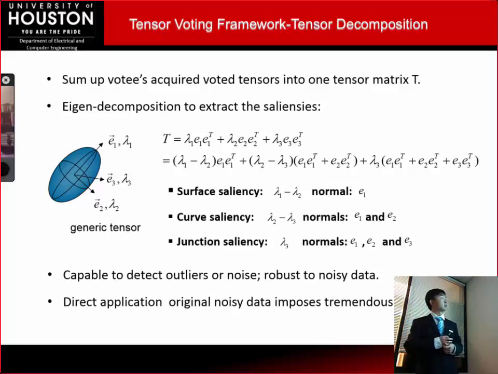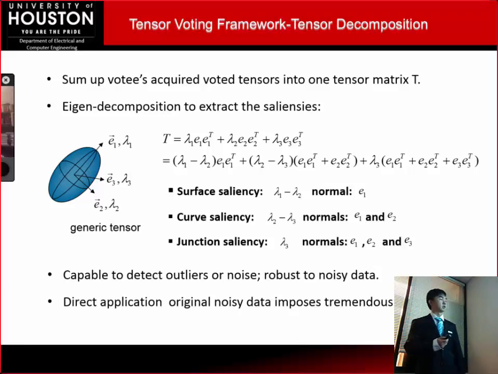So through this stick voting process, we obtain the voting tensors, and we can sum up all the tensors acquired by the voters into one tensor matrix T. Then we can perform the eigen decomposition of this summed tensor to extract the saliencies. We arrange the eigenvalues from the largest to the smallest, from lambda 1 to lambda 3, and rearrange this equation. We then have the formulation for the surface saliency, curve saliency and junction saliency, which is the ball tensor.